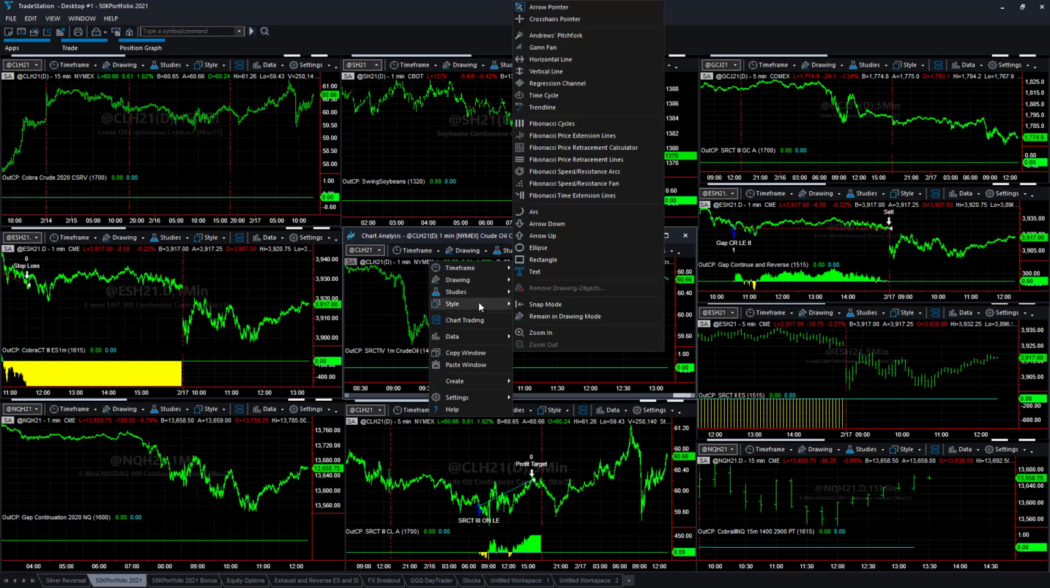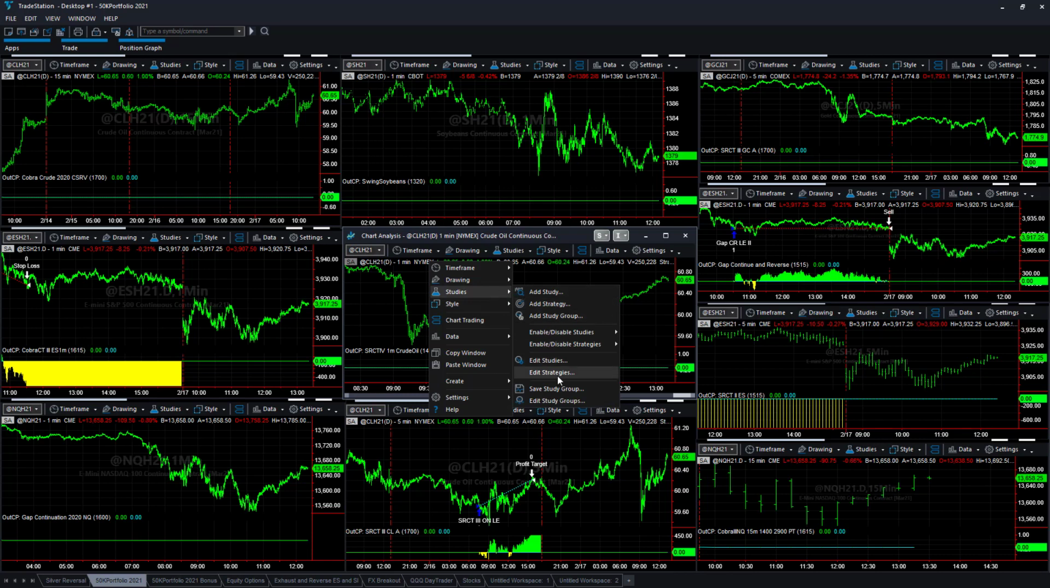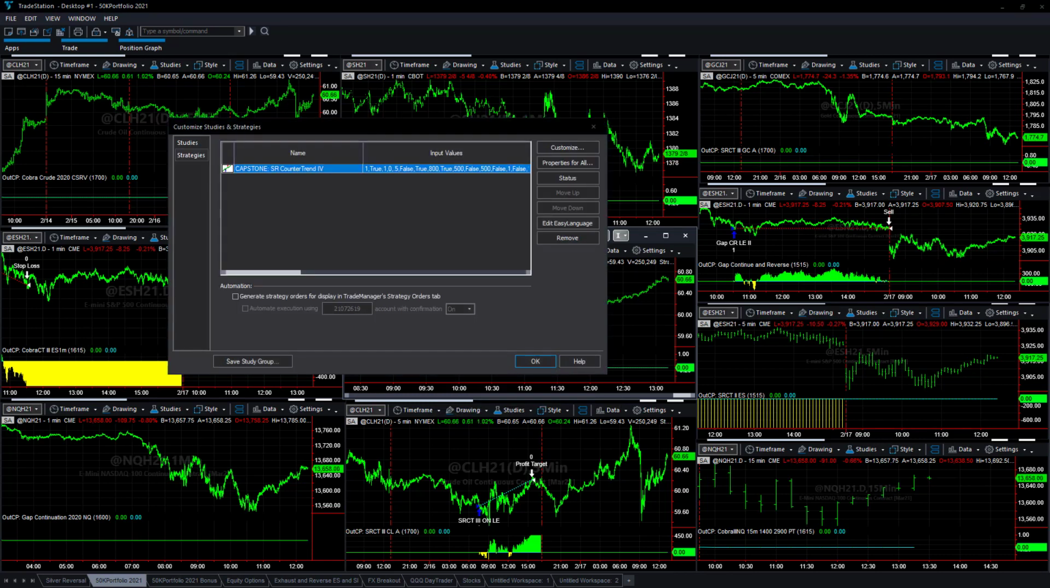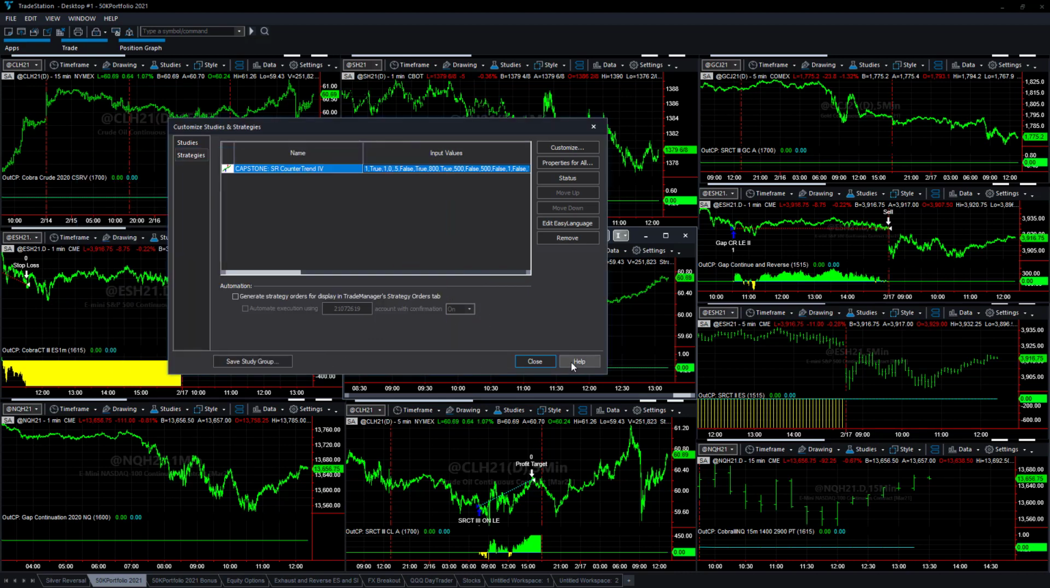We're going to right click and take a look at the next strategy, SR counter trend for crude oil. So studies, edit strategies. You can double click here, and you can see that the start time is 2:01, and it's on exchange time. So Eastern Standard Time 2:01 to 1 o'clock Eastern Standard Time, and the exit time is 1:30 p.m. Eastern Standard Time. So those are the start and stop times for that.